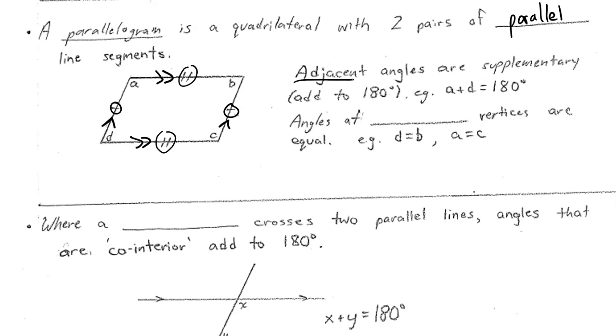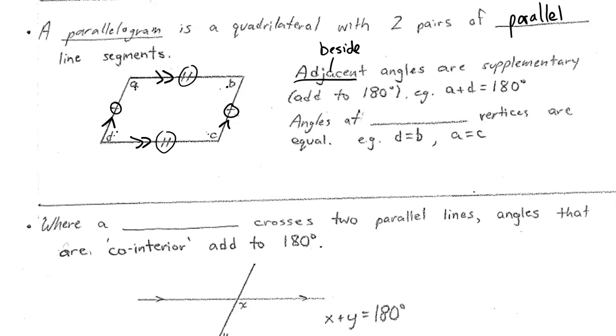If you see the word adjacent, it means beside. If you are adjacent to someone, you are sitting beside them. Similarly, with angles, we can talk about adjacent angles. Adjacent angles are supplementary, meaning they add to 180 degrees. That means A and B would add to 180, A and D would add to 180, D and C would add to 180, and C and B would add to 180.